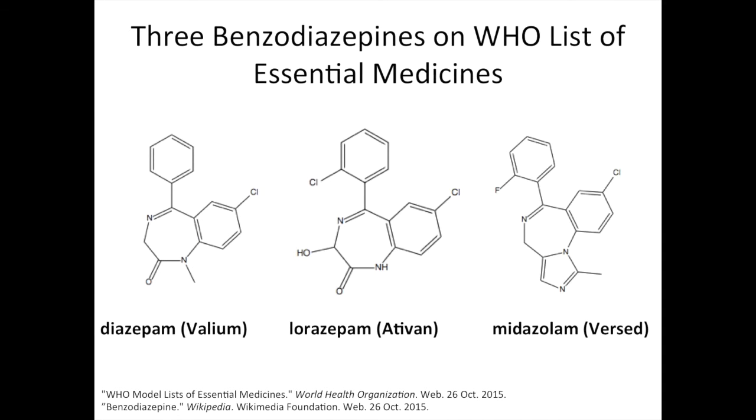Since the introduction of chlordiazepoxide, many benzodiazepines have been synthesized. Currently, there are 3 benzodiazepines on the World Health Organization's list of essential medicines: diazepam, lorazepam, and midazolam. Small structural differences between these drugs lead to variance in pharmacological properties such as potency, speed at which they are metabolized, as well as different side effect profiles. Consequently, some benzodiazepines are better suited to certain purposes than others.